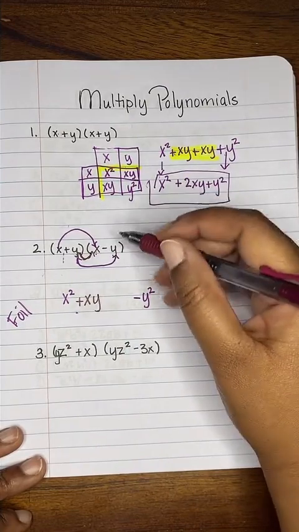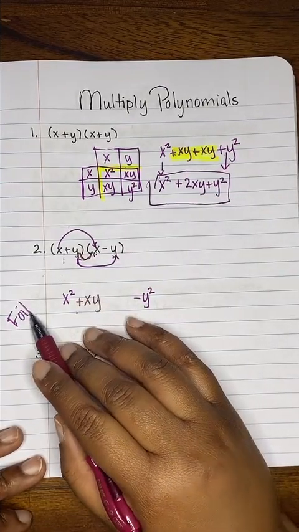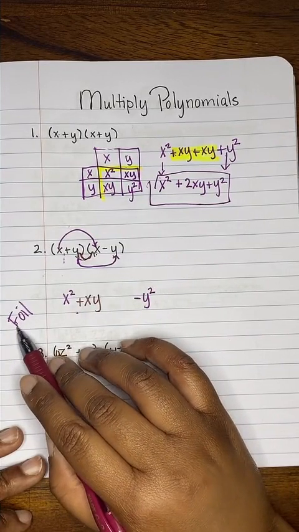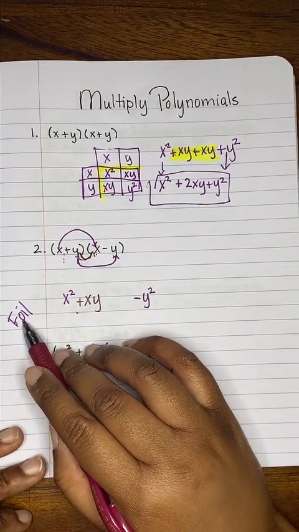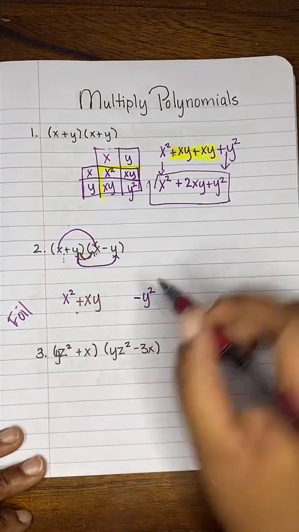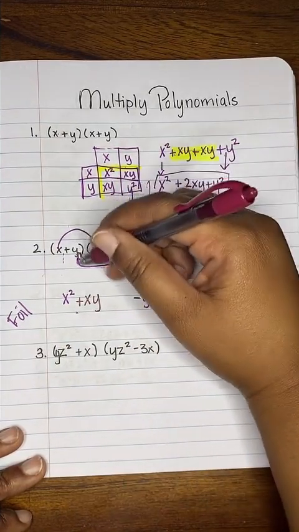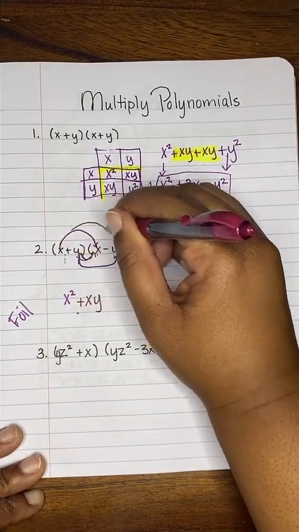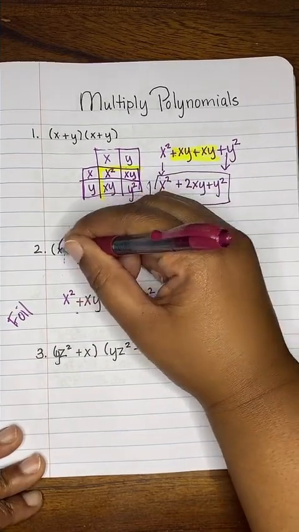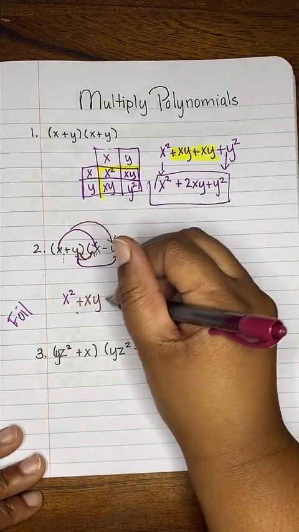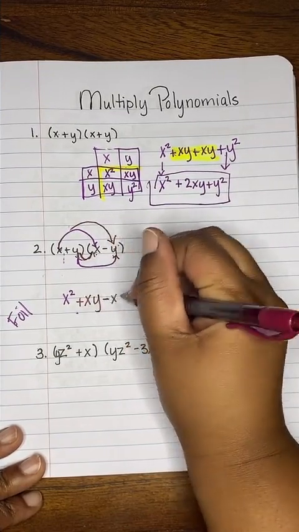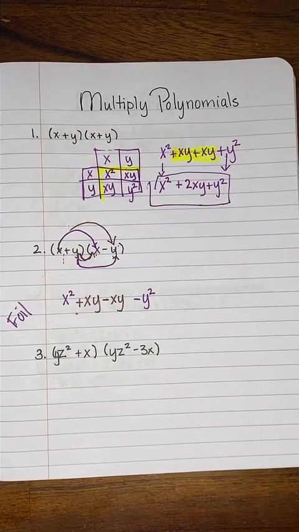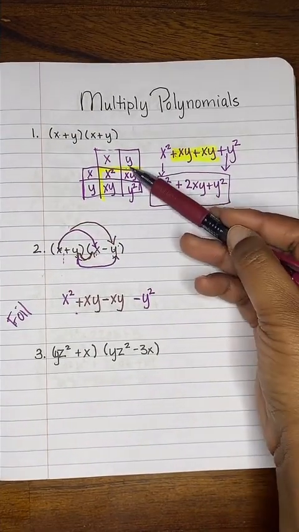And then you have your... oh, is that supposed to be last? Is it first? FOIL is first, outer, inner. Okay, and then I think this is last. And then you go these two, which is right here: x times a negative y, which is a negative xy. If you don't see it with the FOIL, that's why I gave you the table.